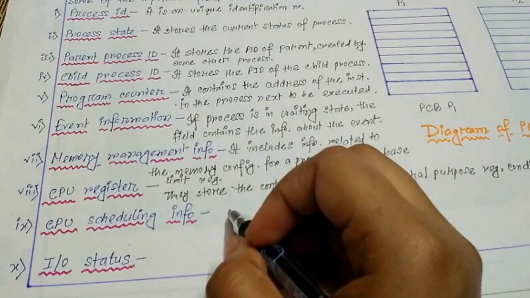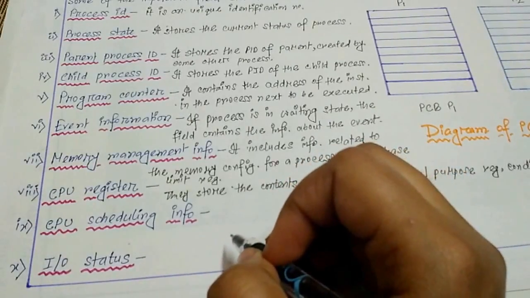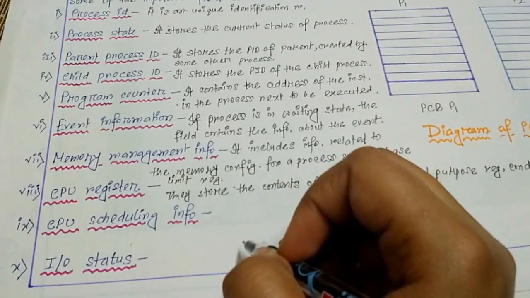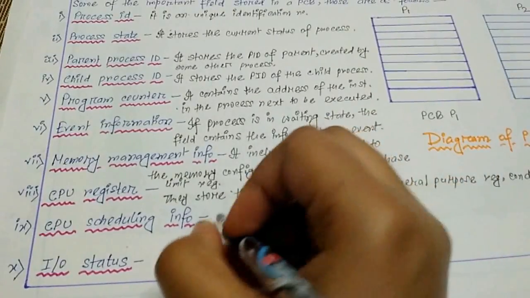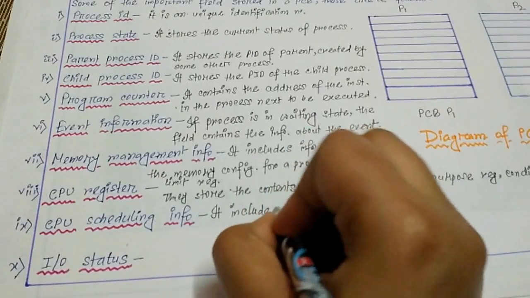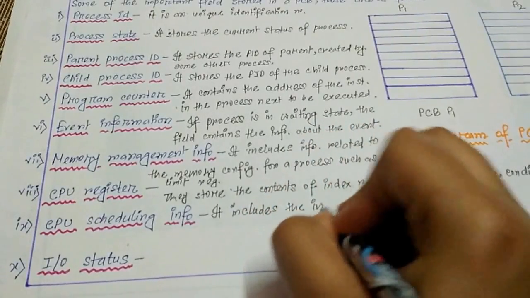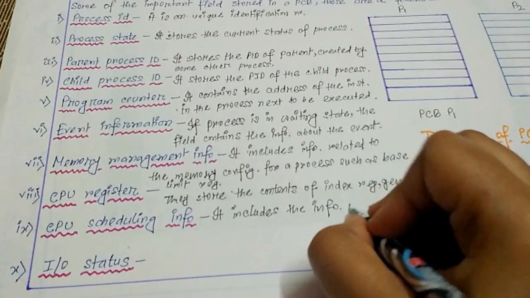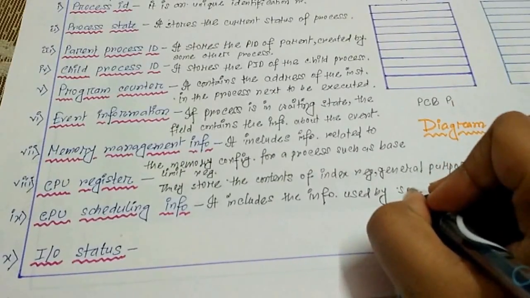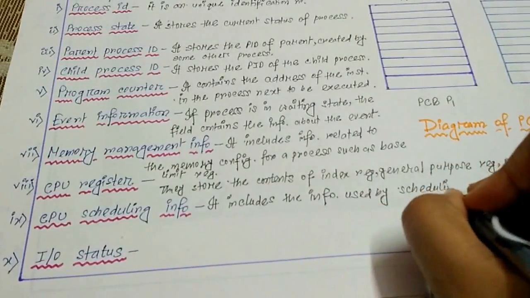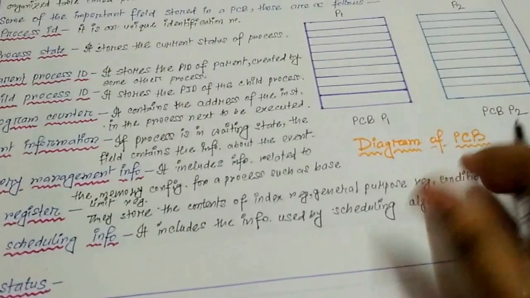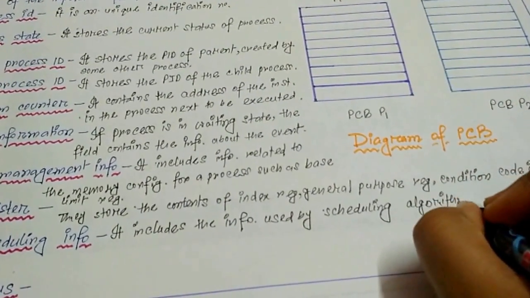Then comes CPU scheduling information. It includes the information used by scheduling algorithms such as the process priority number.